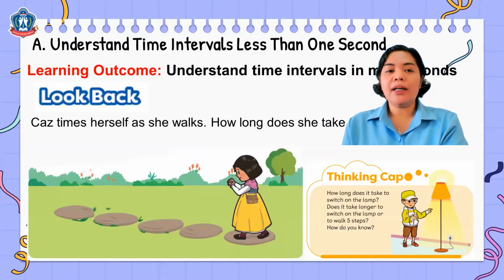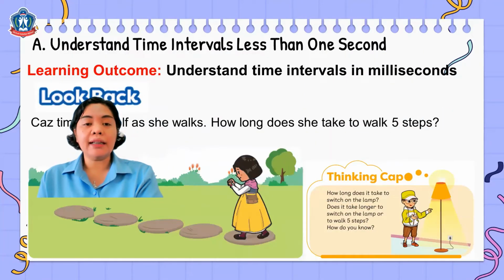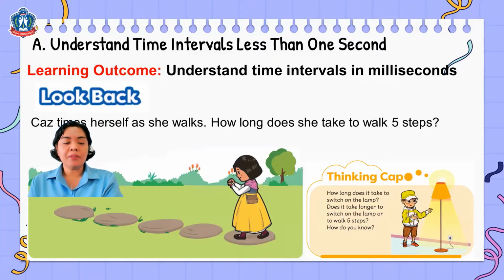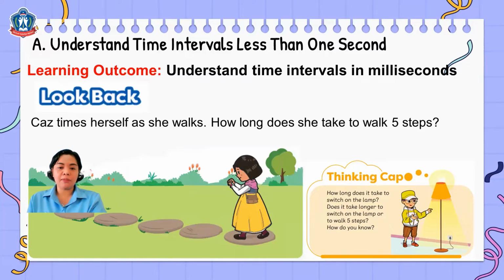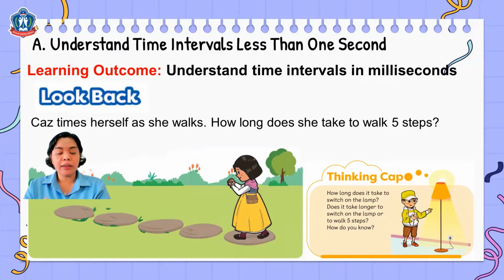Okay, so let's start with Lesson A, understanding time intervals less than 1 second. The learning outcome for this lesson is to understand time intervals in milliseconds. Kaz times herself as she walks. How long does she take to walk 5 steps? How long does it take to switch on the lamp? Does it take longer to switch on the lamp or to walk 5 steps? Which one is the longer or shorter time? Walking 5 steps or switching on the lamp? If you know the answer, you can share that during our class.